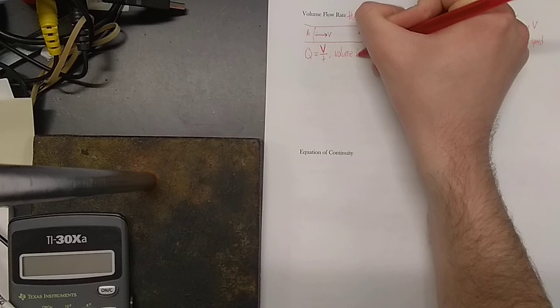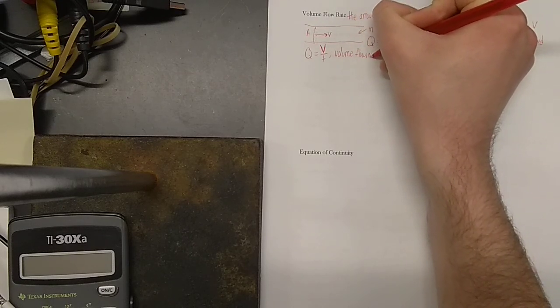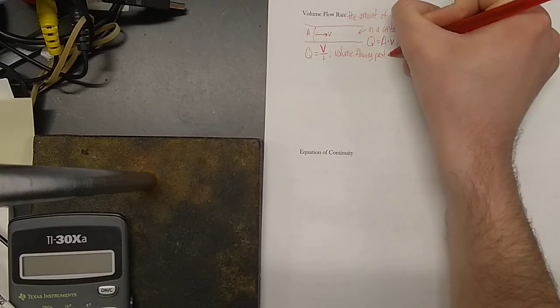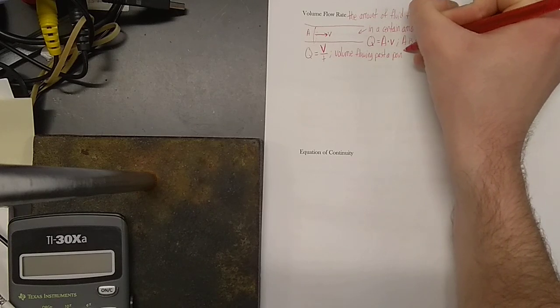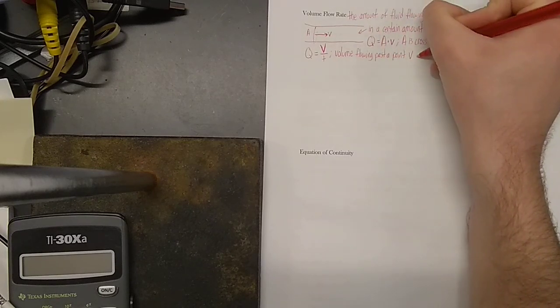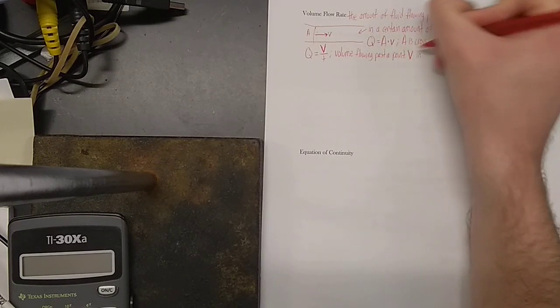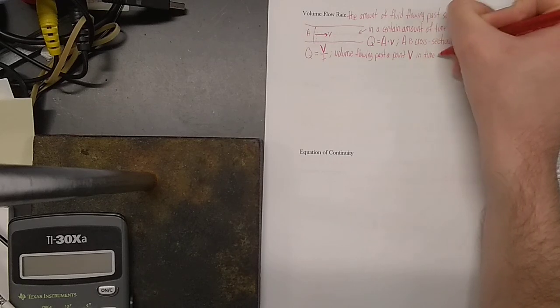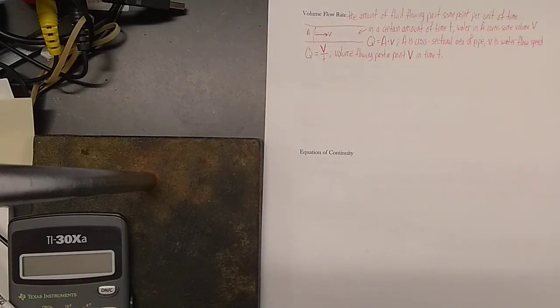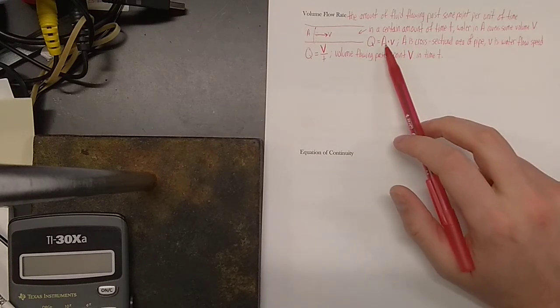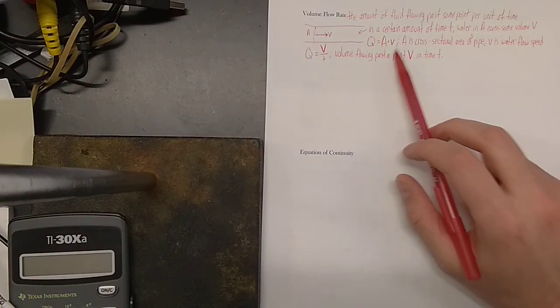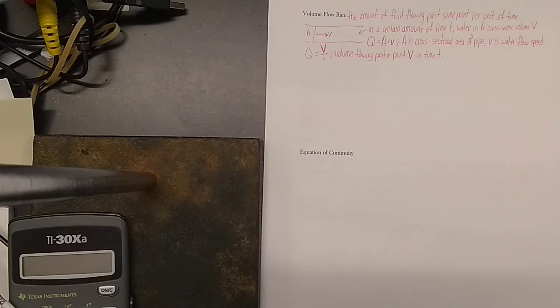Volume flowing past a point, capital V, in time t. Okay. Essentially what this boils down to is you can calculate the volume flow rate of something usually by taking the cross-sectional area of the flow multiplying by the flow speed.